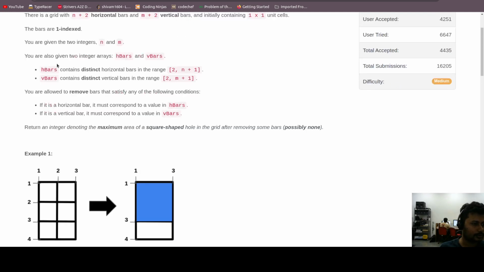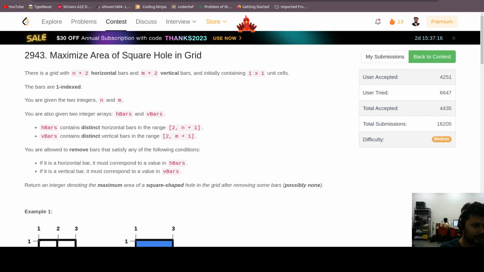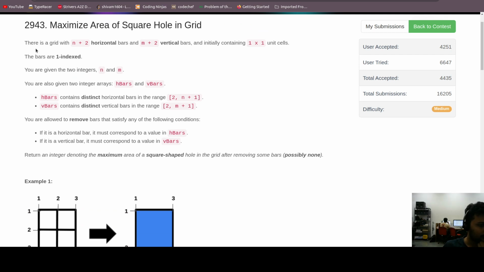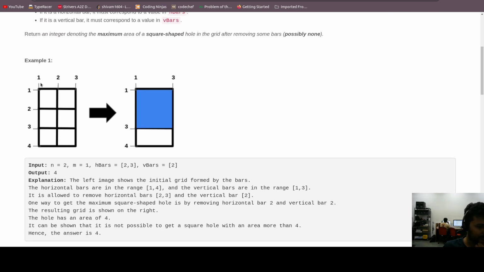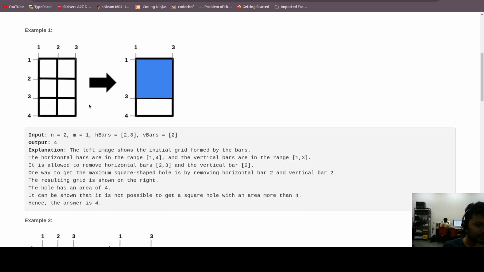So this problem is Maximum Area of Square Hole in Grid. It is today's contest problem. In this problem, they will give you some horizontal lines and some vertical lines: n horizontal lines and m vertical lines, and out of these you can remove this index of horizontal line and this index of vertical line.